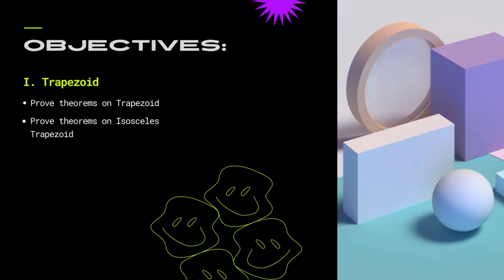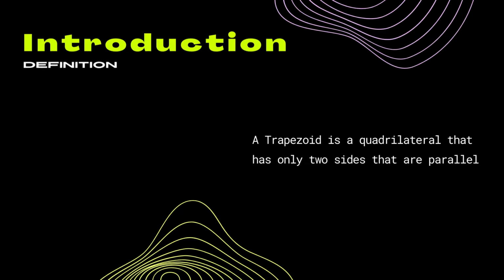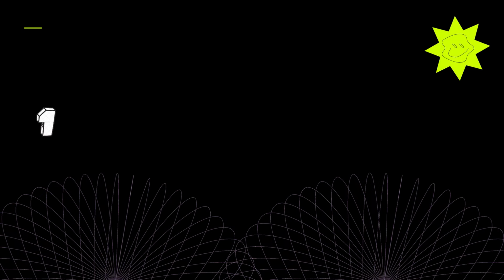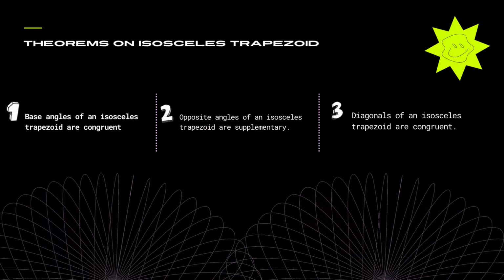So now, what is a trapezoid? Well, a trapezoid is a quadrilateral that has only two sides that are parallel. Interesting, right? Now, for the theorems on trapezoid, we have one here which states: the median of a trapezoid is parallel to each base and its length is one half the sum of the lengths of the bases. Take note of that.